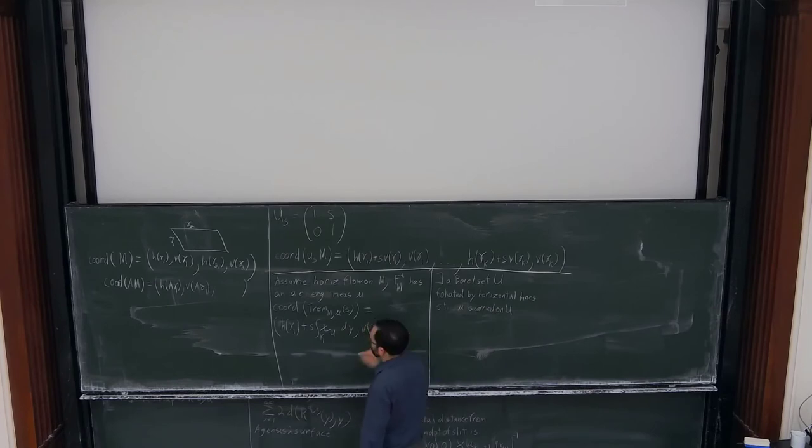Okay, and that's what happens in all of the coordinates. So the horizontal component of gamma k plus s times the integral over gamma k of the characteristic function of U dy, comma v of gamma k.